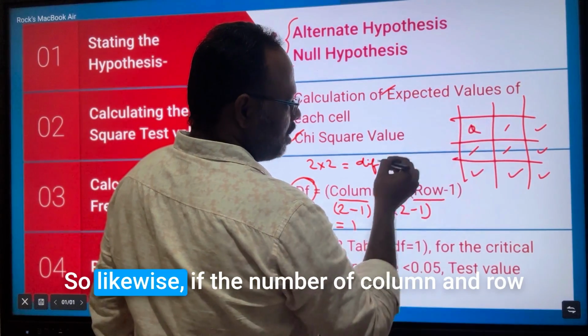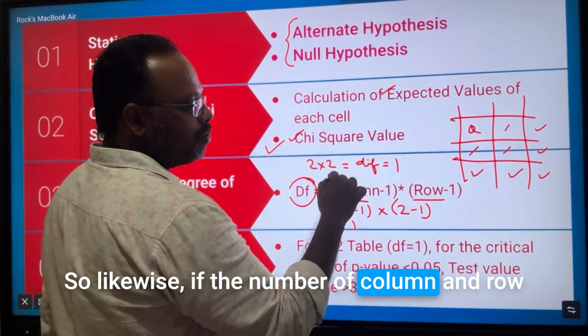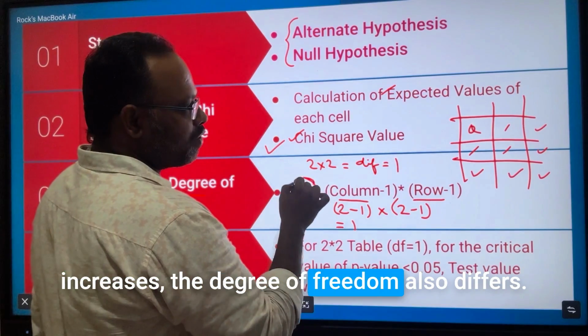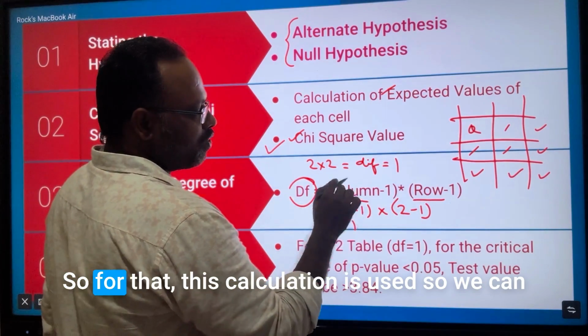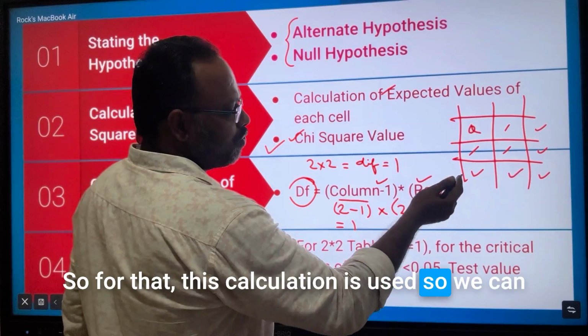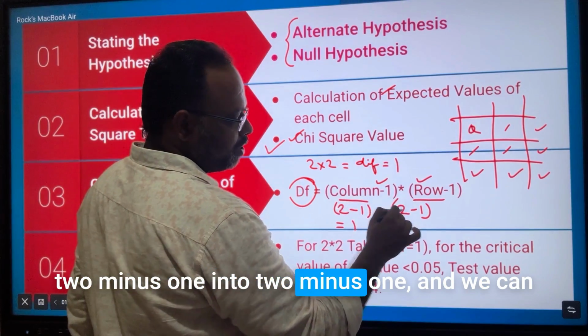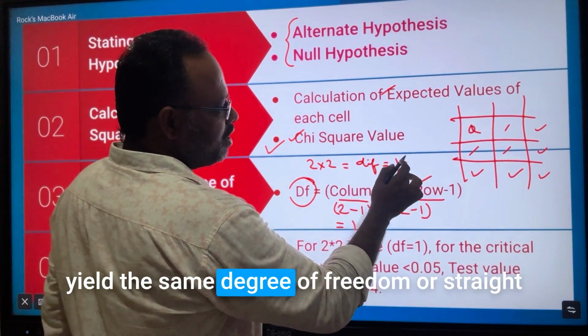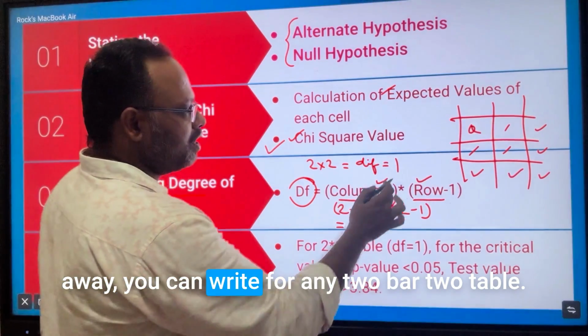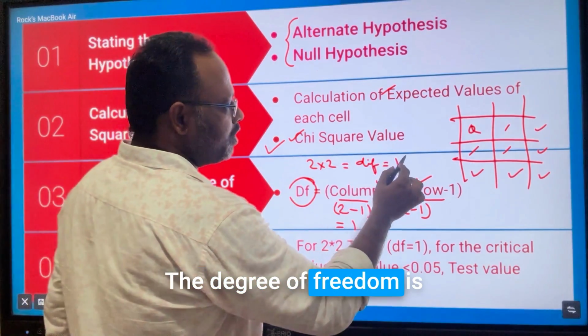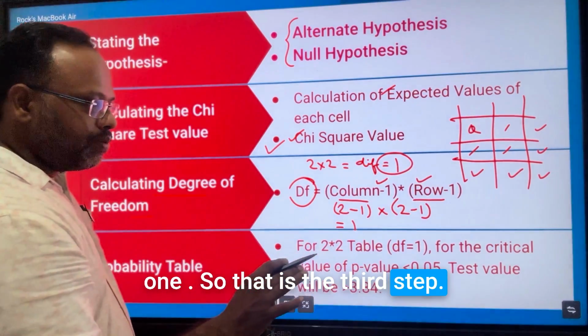Likewise, if the number of columns and rows increases, the degree of freedom also differs. So for that, this calculation is used. We can put this formula again for a 2 by 2 table as 2 minus 1 into 2 minus 1, and we yield the same degree of freedom. Or straight away you can write, for any 2 by 2 table, the degree of freedom is 1. So that is the third step.